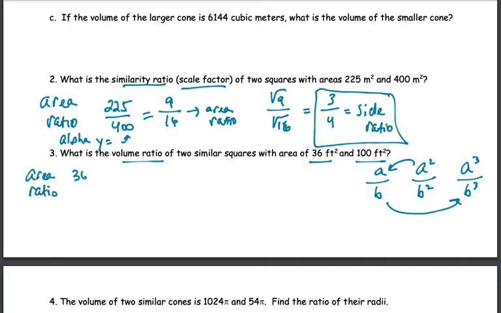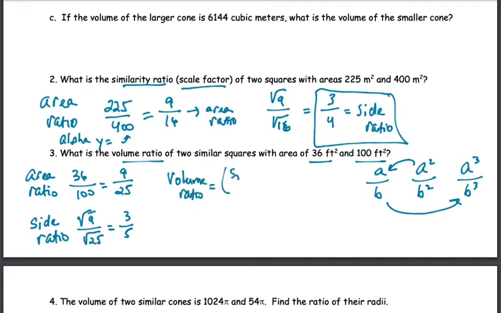All right, so the area ratio is 36/100, which simplifies to be 9/25. Okay, so that's our area ratio. So to go back to the side ratio, I'll take the square root of 9 over the square root of 25, which is 3/5.